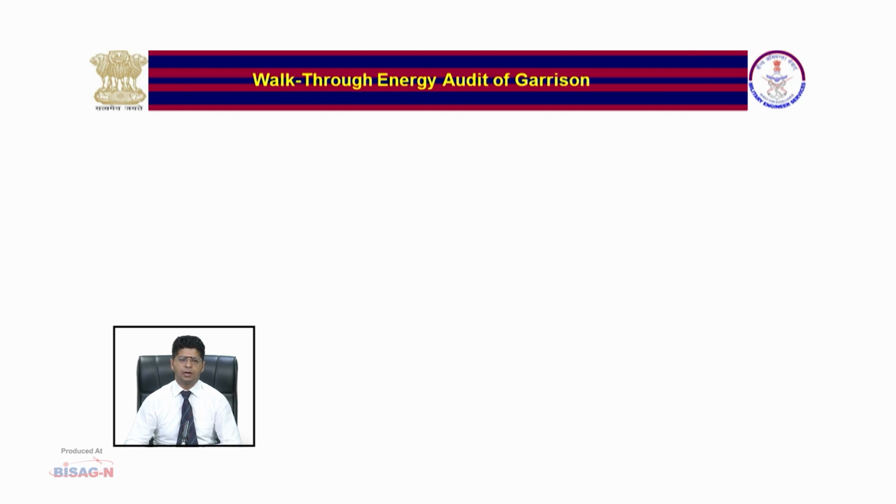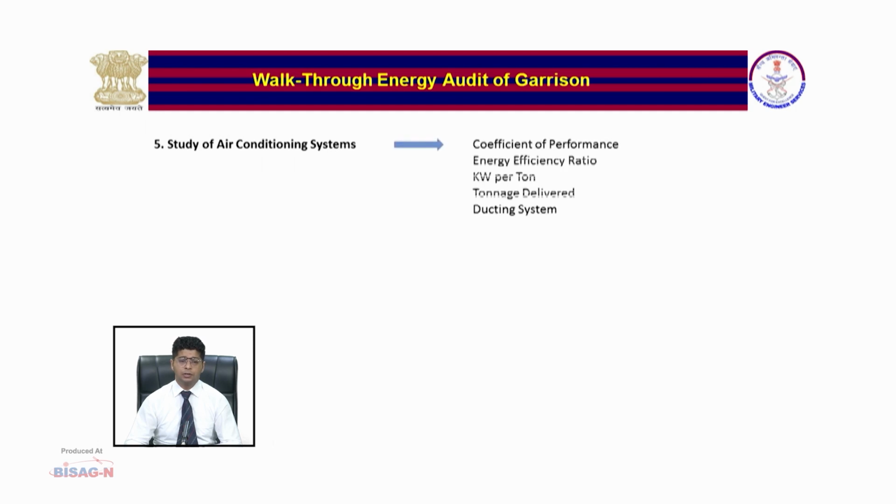Thereafter, study of central and package type air conditioning and refrigeration system shall also form part of the audit. This study would involve nameplate detail comparison with analysis of various parameters like coefficient of performance, energy efficiency ratio, kilowatt per ton, tonnage delivered, the ducting, etc. of the air conditioning system. Also, the study would include performance evaluation of the allied systems.